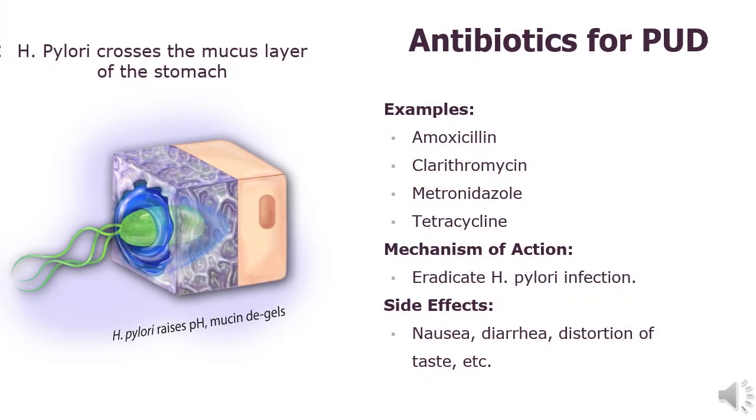Antibiotics such as amoxicillin, clarithromycin, metronidazole, and tetracycline are used to eradicate H. pylori infection, which is a primary cause of PUD. These antibiotics work by targeting and killing the bacteria. Common side effects include nausea, diarrhea, and changes in taste.